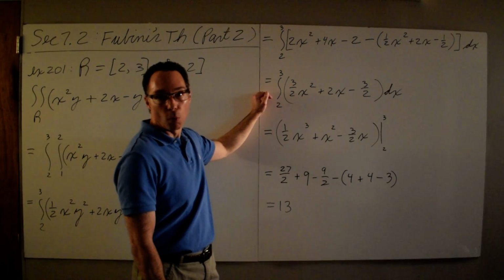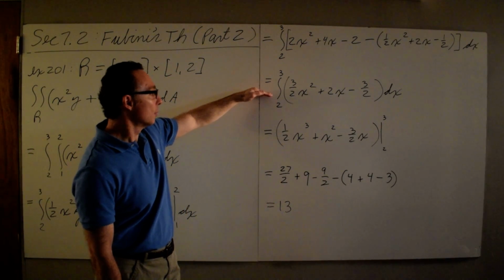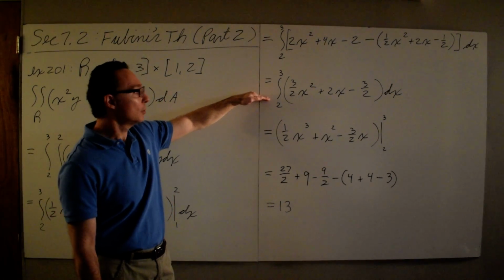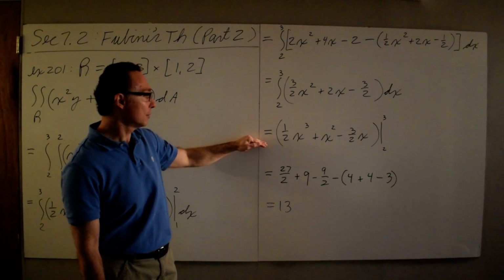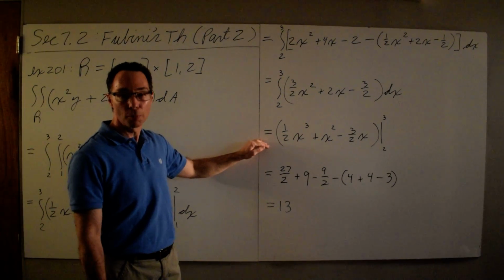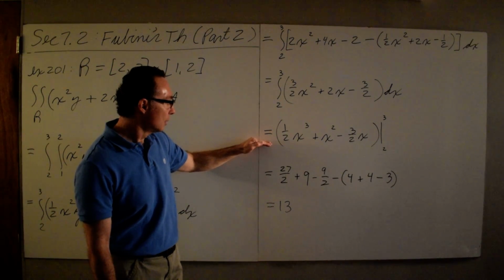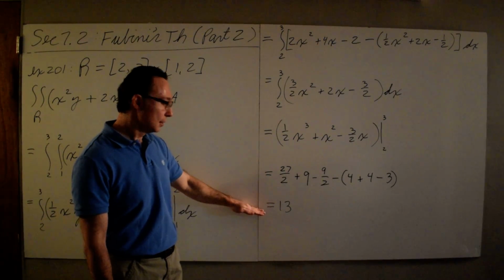Now we just have a Calc 1 problem, right? We just have a second degree polynomial that we're integrating. So we're integrating from 2 to 3 of 3/2 x squared plus 2x minus 3/2. So we find an antiderivative. Again, this is a Calc 1 problem. We're just using the fundamental theorem of calculus part 2. Find an antiderivative, substitute 3, substitute 2, subtract, simplify.